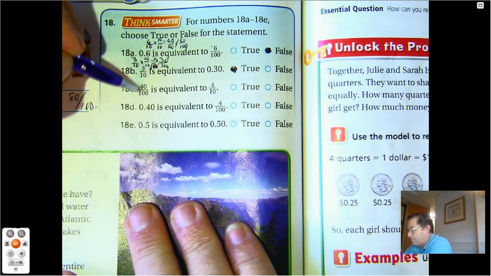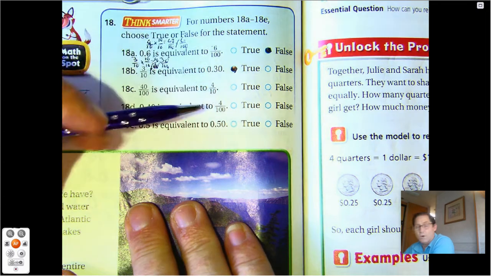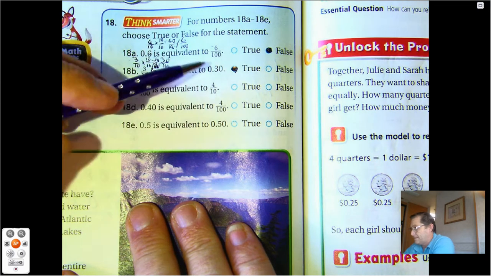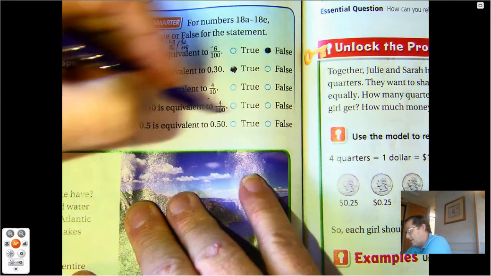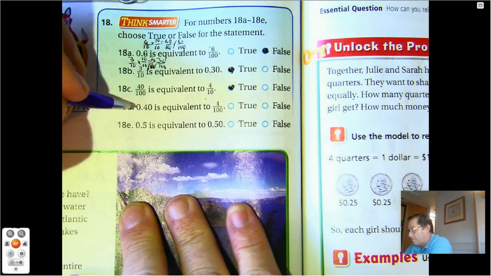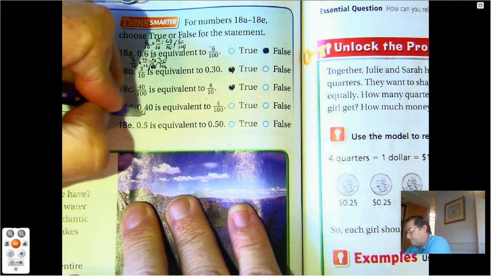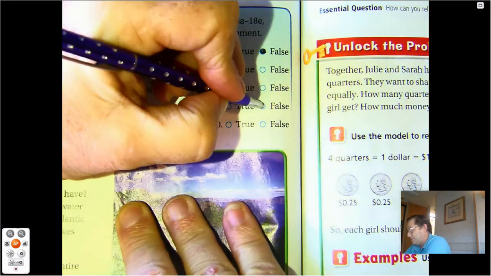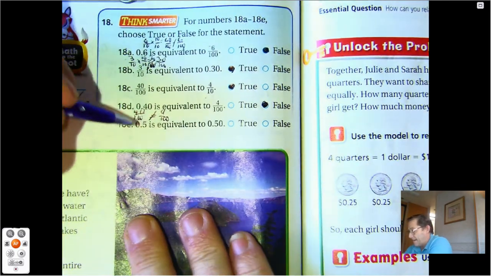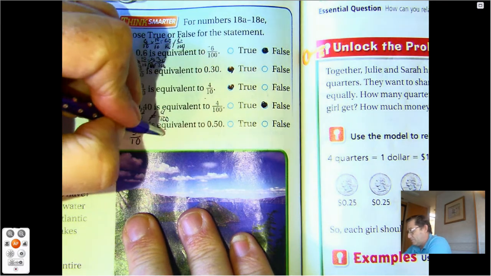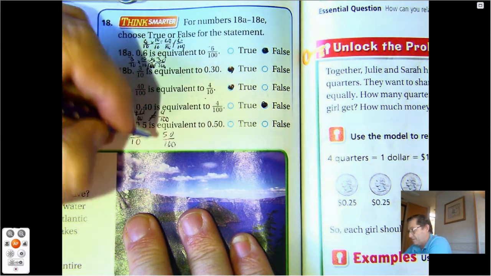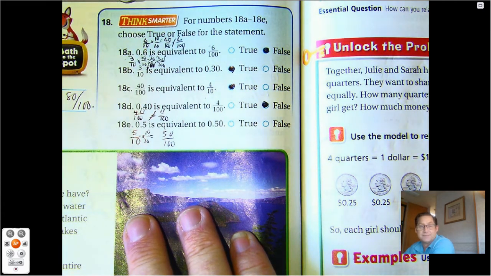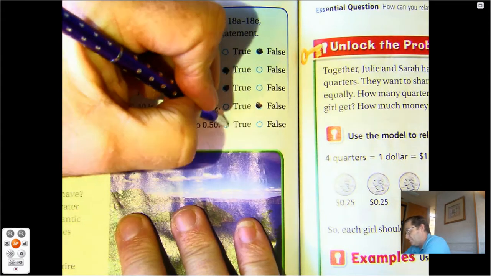40 hundredths is equivalent to 4/10. Well, what's 4 times 10? 4 times 10 is 40. 10 times 10 is 100, so that's also true. 40 hundredths does not equal 4 hundredths. 5/10 is equal to 50 hundredths. Yes. 5 times 10 over 10 is 50 hundredths, so that's true.